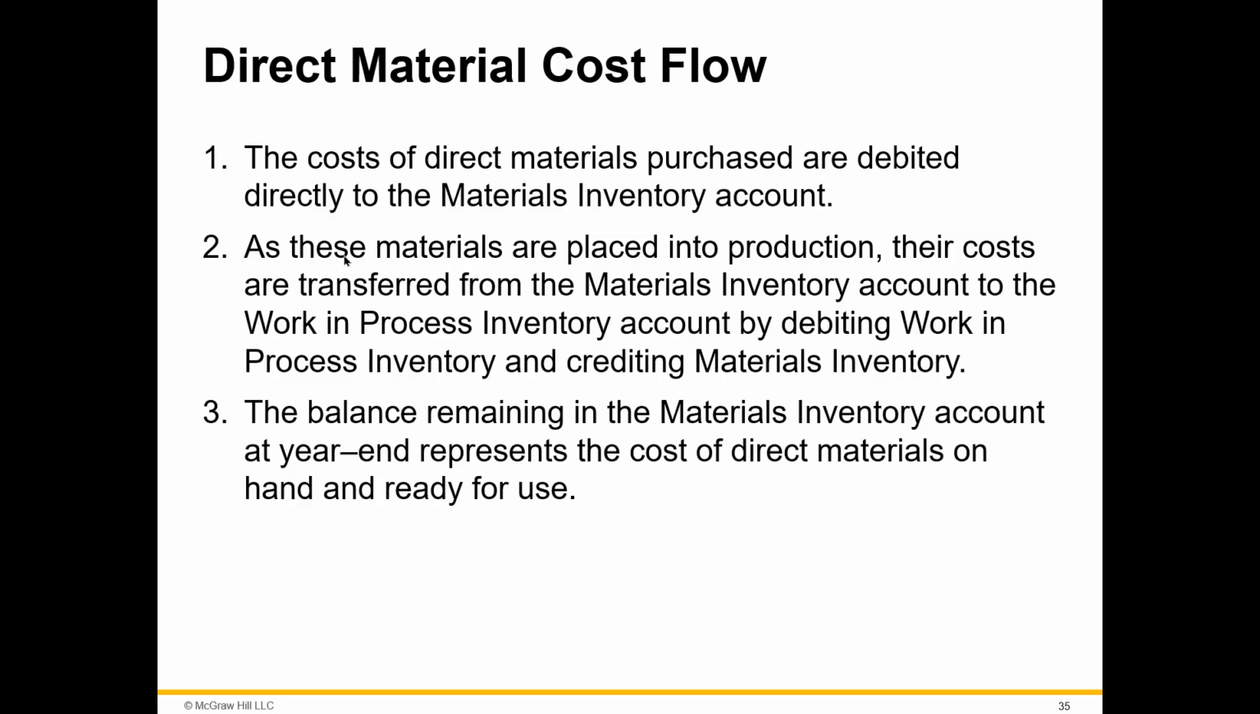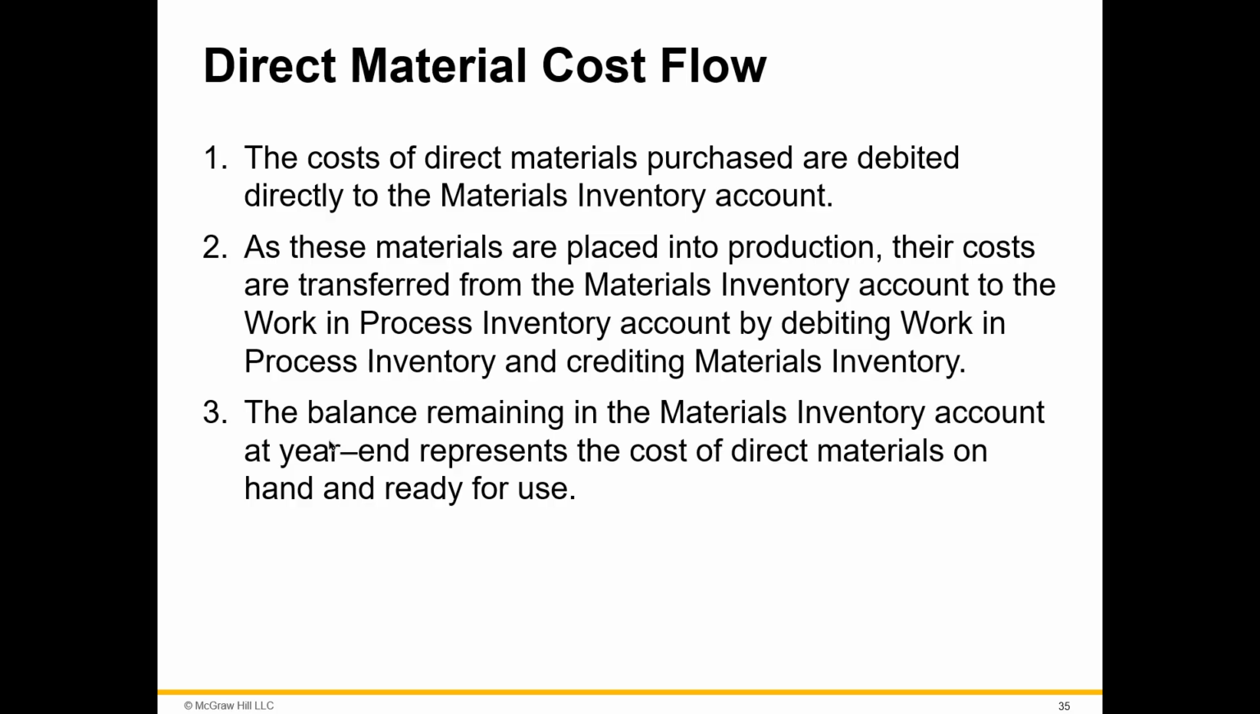Okay, so the direct material cost flow. We've actually looked at this in terms of the T accounts and so forth on earlier slides here, but the cost of direct materials is debited to materials inventory account. Once it's placed into production, it leaves materials inventory account and goes to work in process. And we're going to do that by debiting work in process, right? It's an asset, it's a debit, and we're going to credit materials inventory.